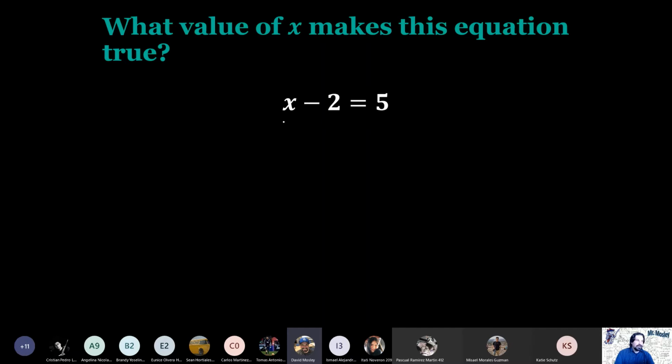Okay, so let's check. All right. I'm going to check Damien's suggestion first, which was 3. So if I replace x with 3, I get 3 minus 2, and that equals 1. And 1 does not equal 5. So 3 does not work.